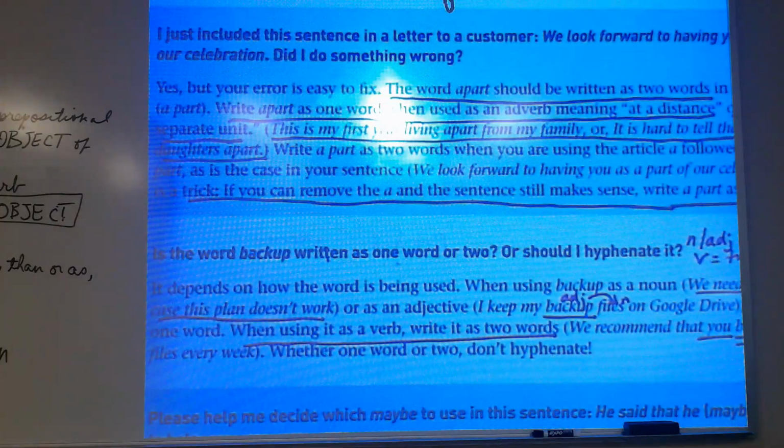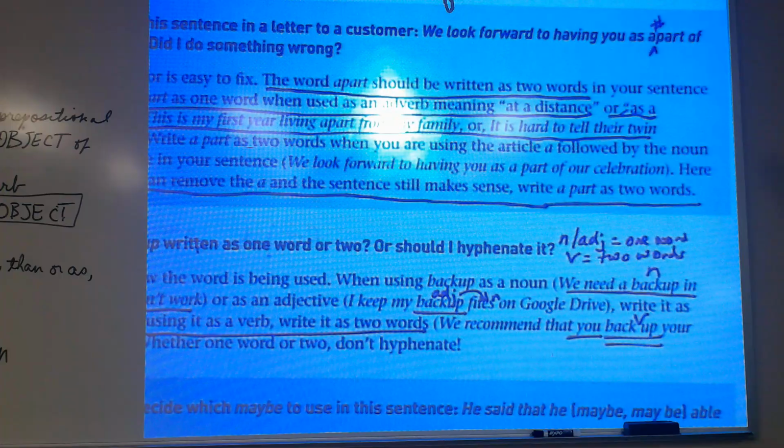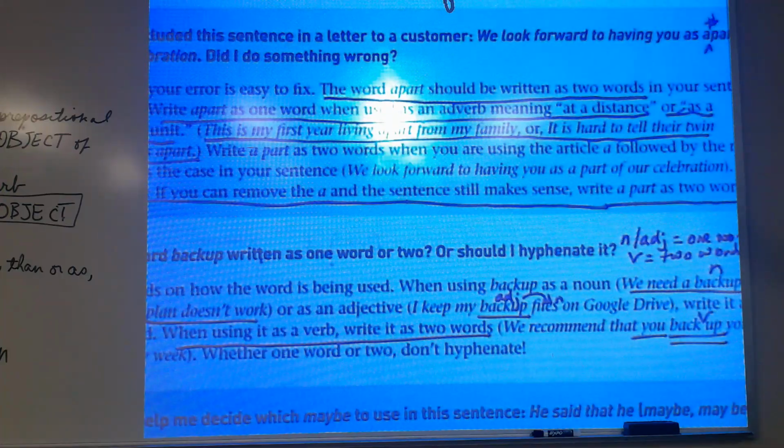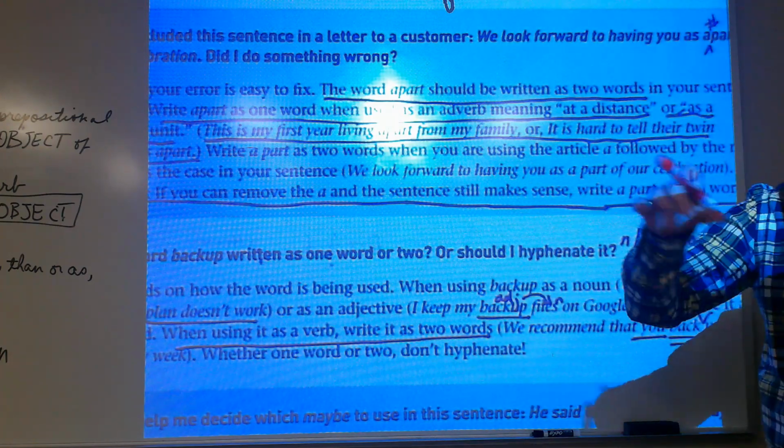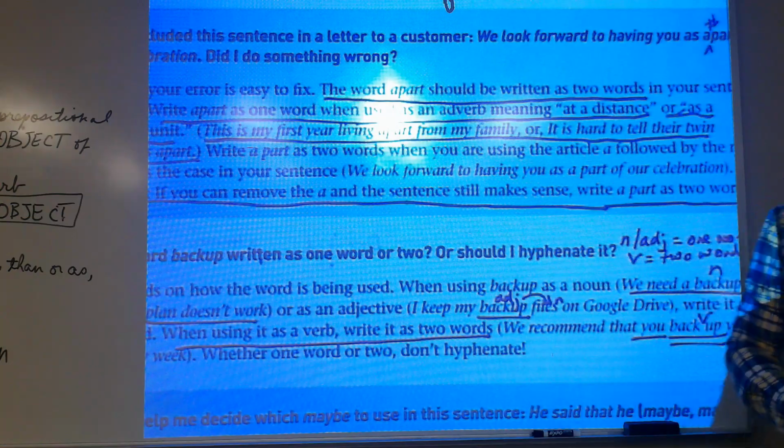Okay, the word apart. We look forward to having you as a part of our celebration. We say that as if it's one word, but it's really not. We hope to have you as a part, two words, or as a portion of our group.